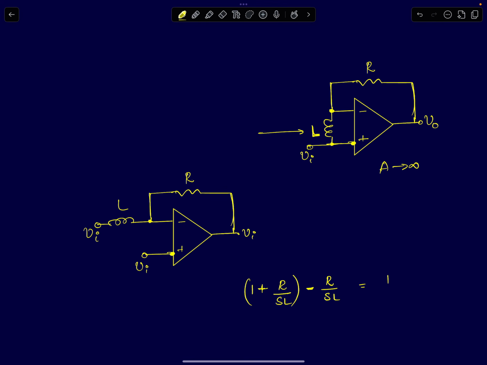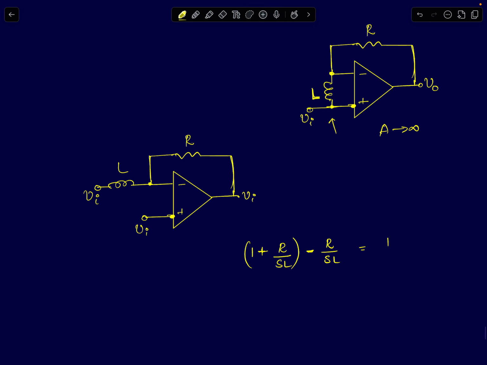To analyze this circuit, I'll redraw it slightly so that I can treat it as a circuit with two identical inputs applied at two different points. I've just taken this inductor and redrawn the circuit this way. So this node voltage is at Vi, and this node voltage is at Vi. It's the same circuit, I just redrew it. There is nothing to confuse here.